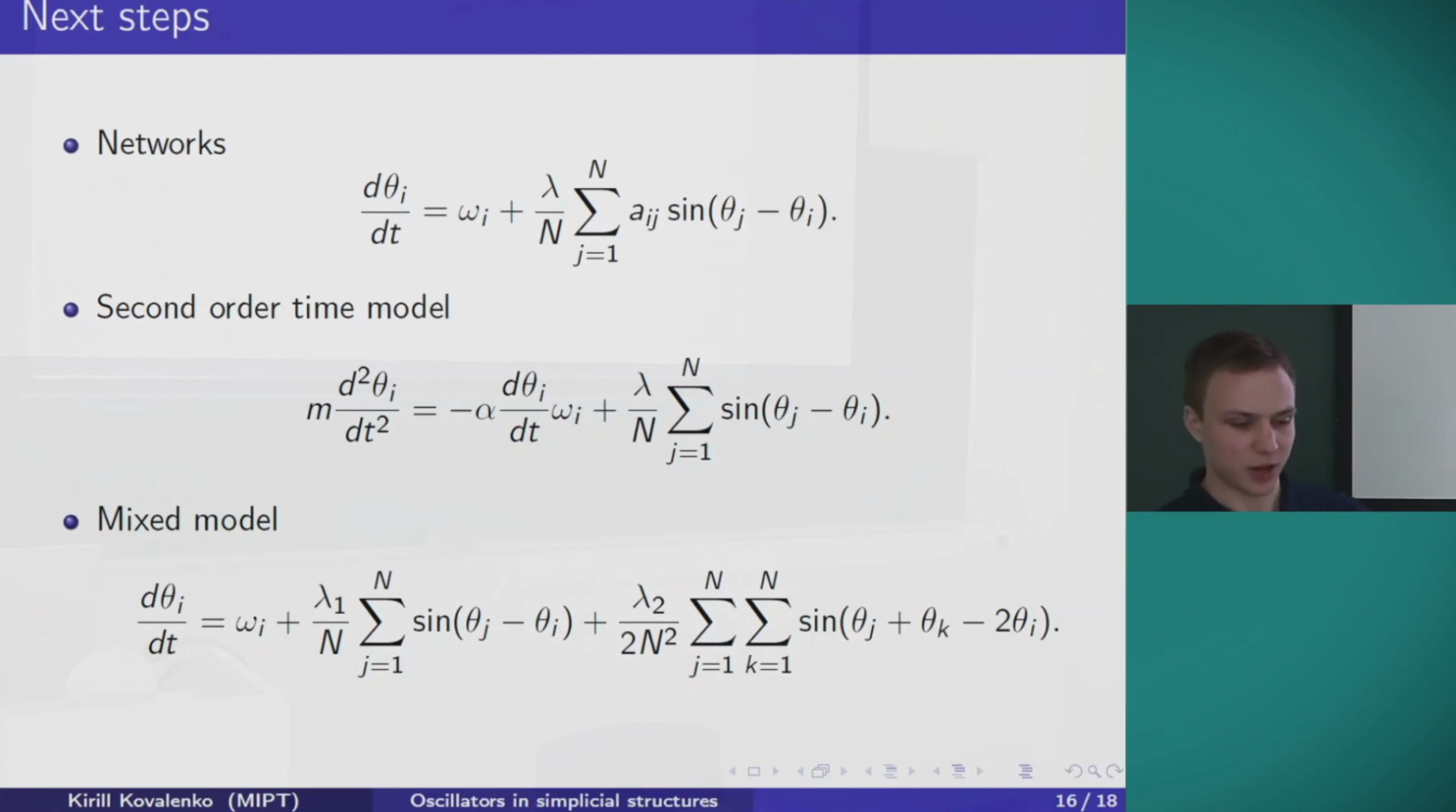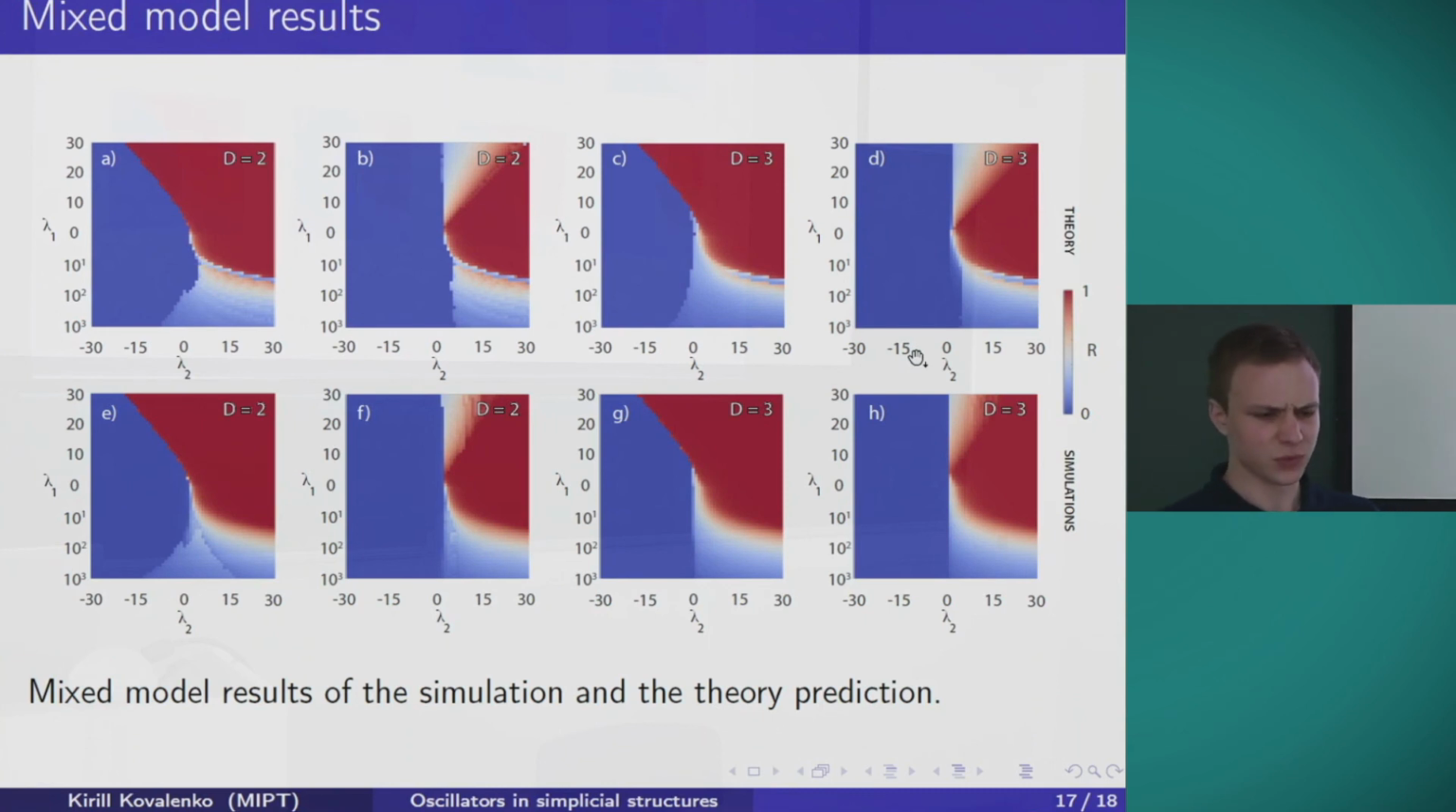And talking about this model, we already have some results in our group. I will share them with you on the next slide. The next slide shows you the theory prediction in the upper row and the simulation in the lower row. The odd columns are the cases when we start from fully synchronized states, and the even columns are the cases when we start from non-synchronized states.